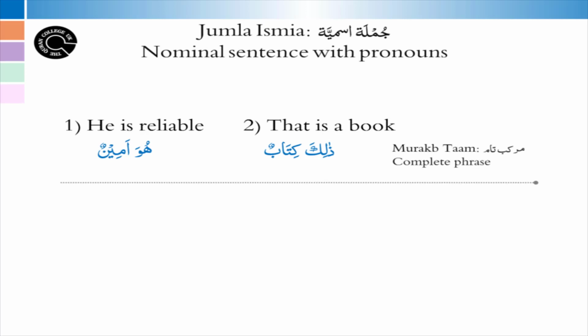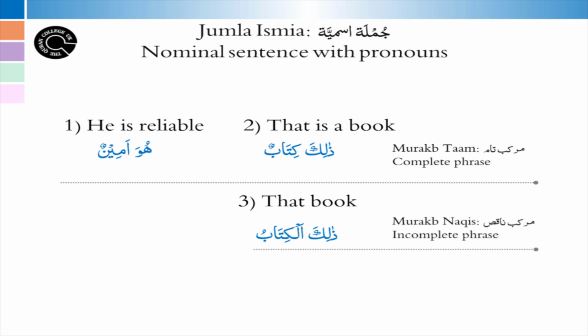We can compare the last sentence with the phrase Dhalikal Kitabu. We cover these types of phrases in demonstrative phrases. Dhalikal Kitabu is translated as "that book." By comparing phrases 2 and 3, it is evident that the third phrase does not convey the message properly, though the words used are the same. Therefore, the third phrase is an incomplete phrase.